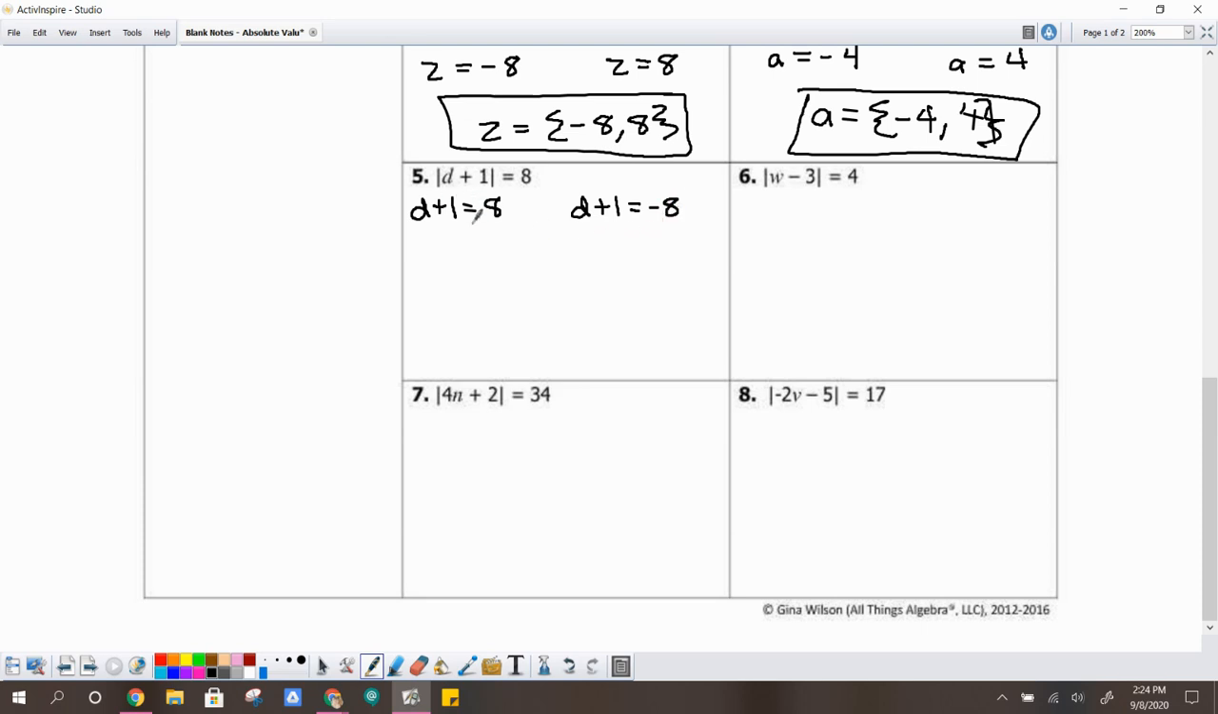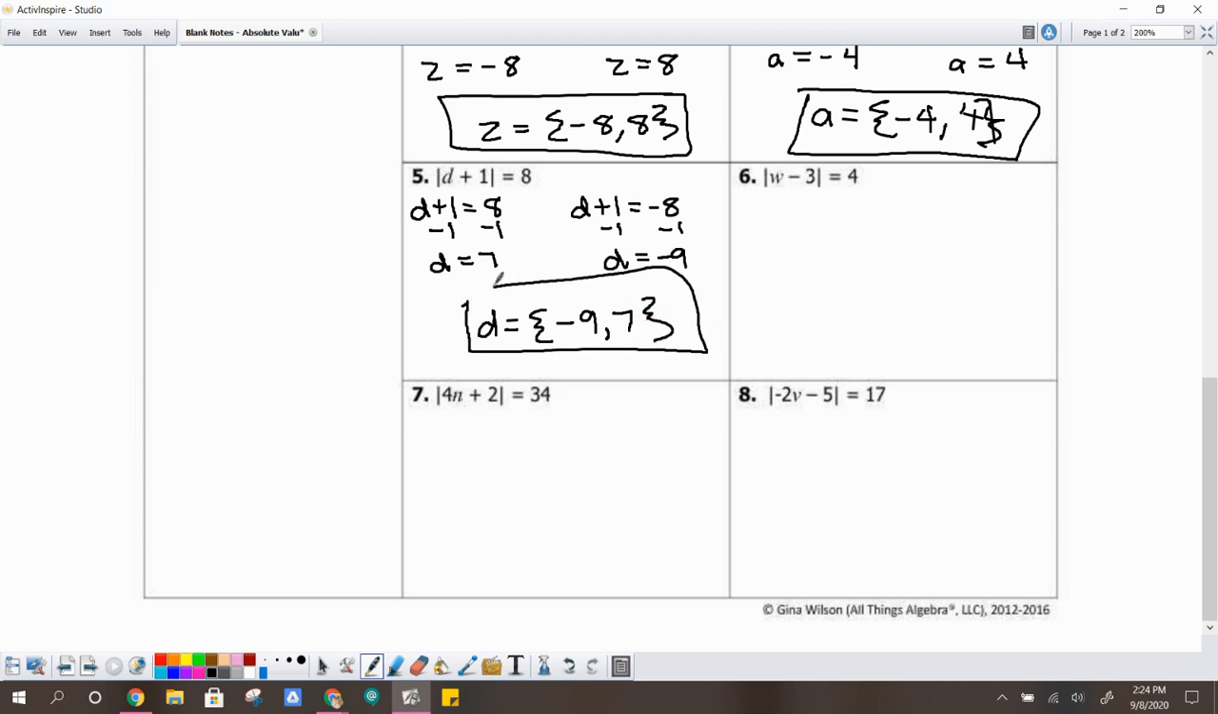Step 3 is to solve. So we're going to go ahead and solve this. So I have d equals 7, and d equals -9. So then my final answer is d equals braces -9, comma 7. And that is my final answer for this one.